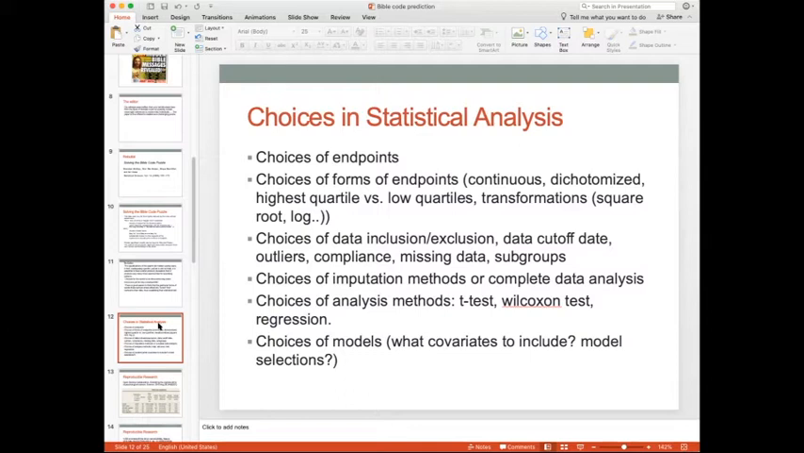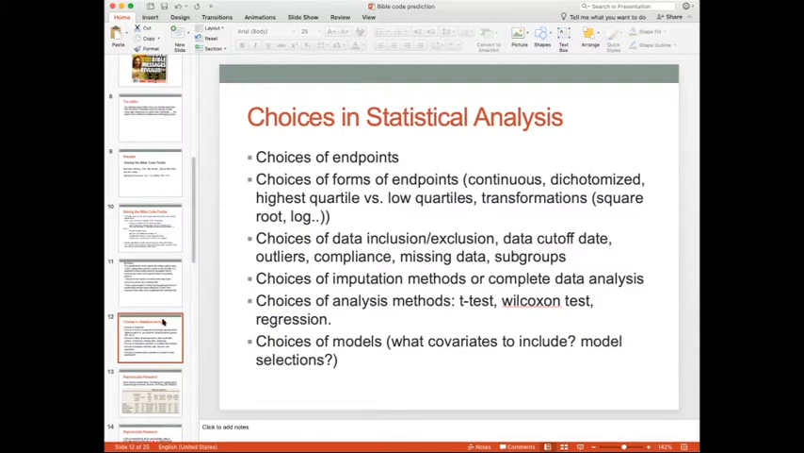And we also have a lot of choices of the data inclusion and exclusion criteria. Sometimes we arbitrarily choose the data cutoff date. And we sometimes identify certain data points as outliers and remove them. And we also include or exclude data based on the subject's compliance to treatment. And also the missing data. A lot of times we just ignore the missing data, or we only analyze certain subgroups, right? So these are all choices we make in the statistical analysis.